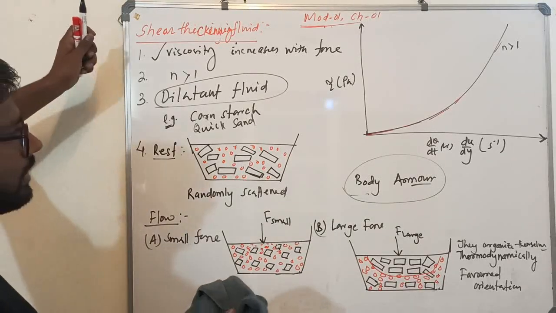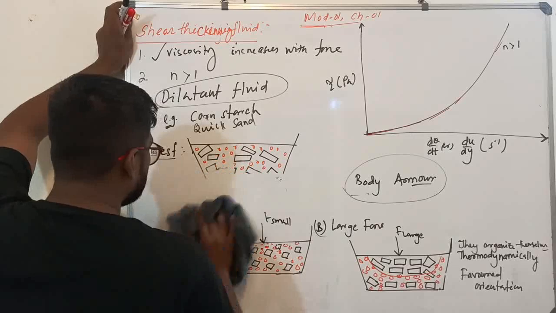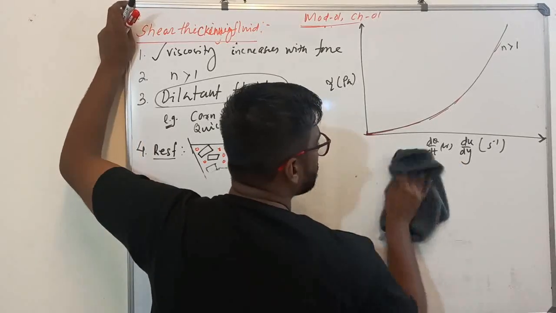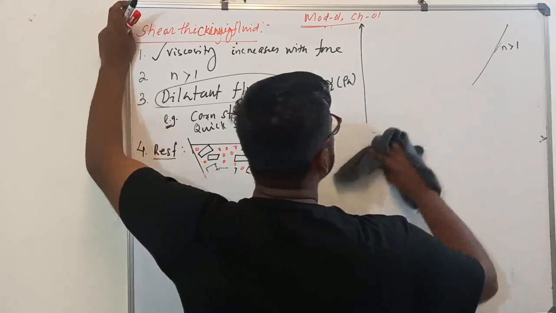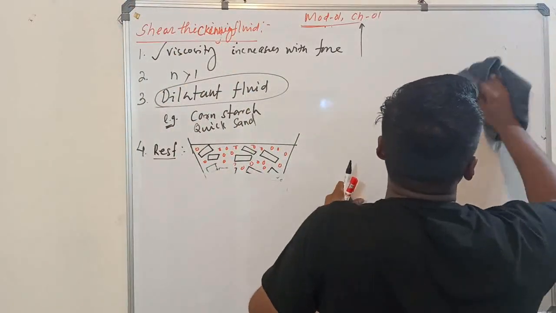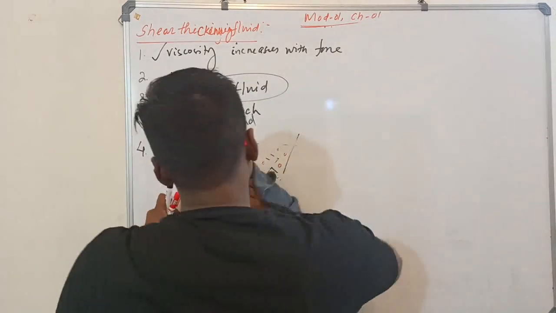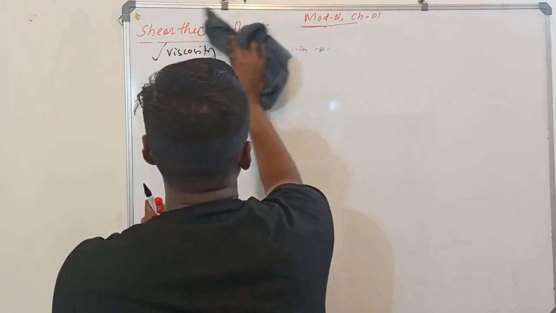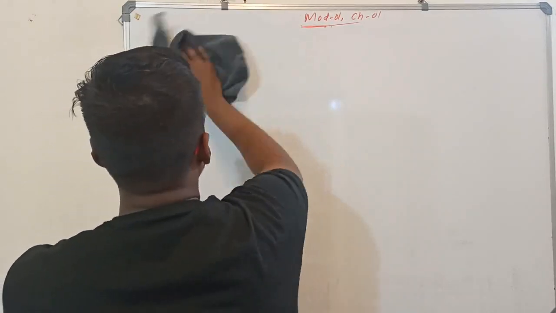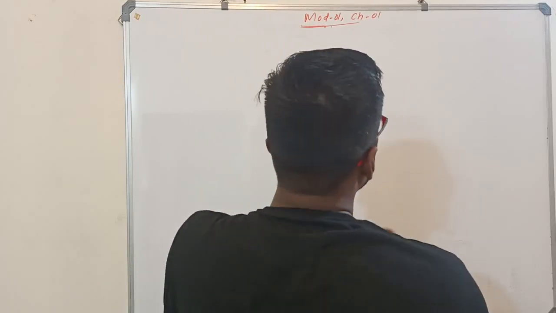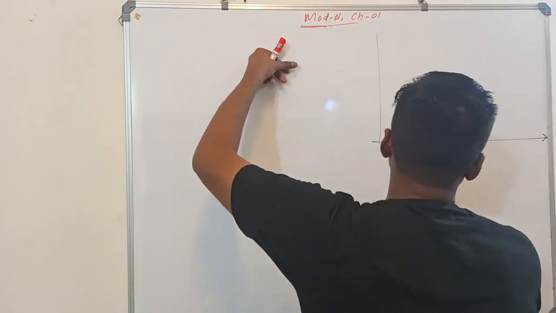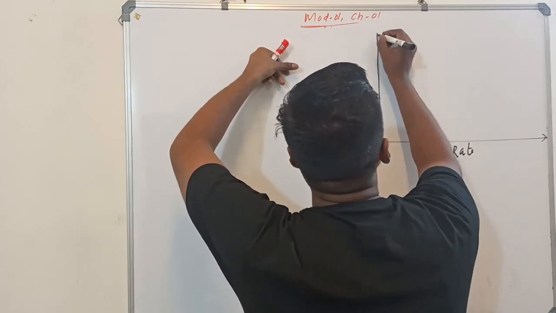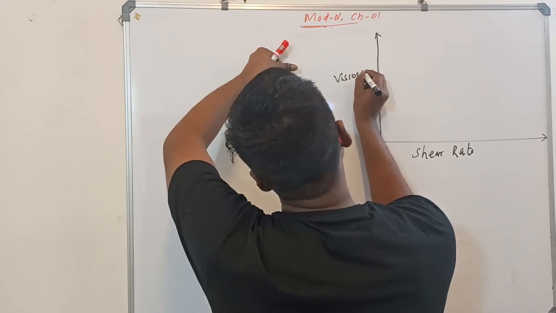Noted. Now, let me draw a graph for this all: Newtonian fluid, shear thickening fluid, and shear thinning fluid. If I draw a graph for the shear thickening fluid and the shear thinning fluid by taking viscosity along the y-axis and the rate of shear along the x-axis, how will I get it? How will the graph look? Anyone? Now I'm drawing a graph. I'm taking shear rate along the x-axis, and along the y-axis I'm taking viscosity.